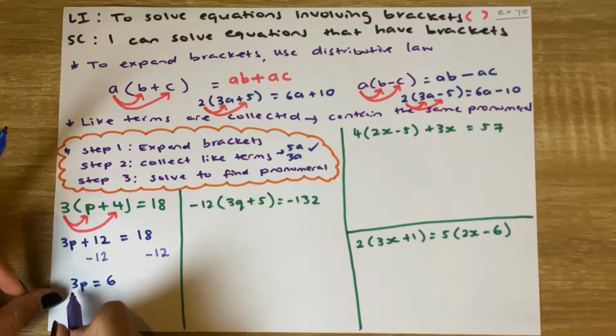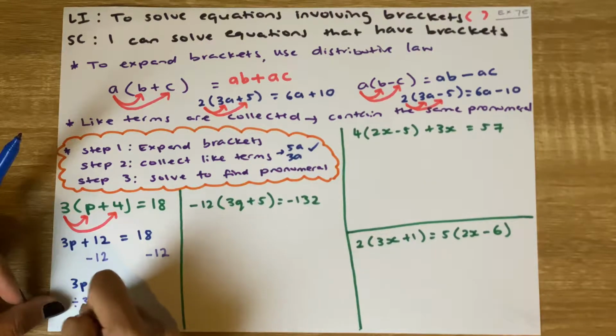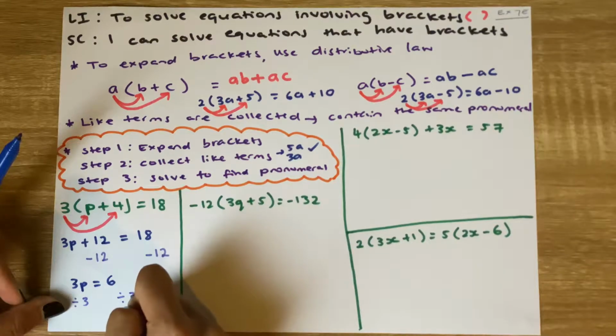We're now going to get rid of our 3. Remember, between the number and the letter, there is a multiplication sign. So that's 3 times p. The opposite of timesing is dividing. So we're going to divide by 3. What we do to one side, we have to do to the other.